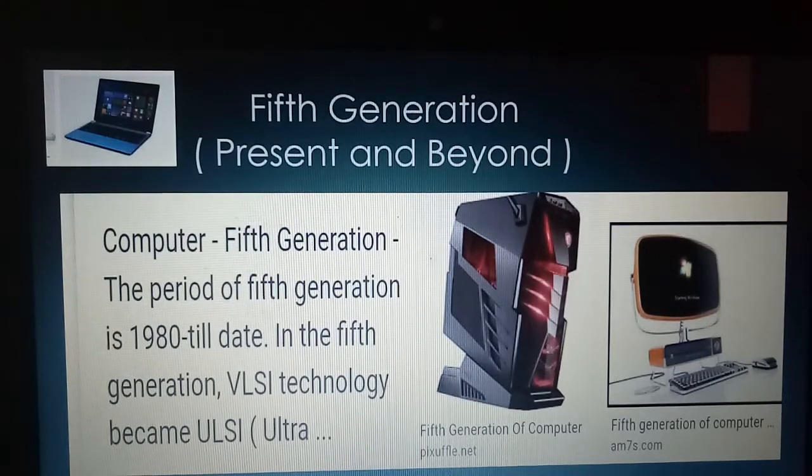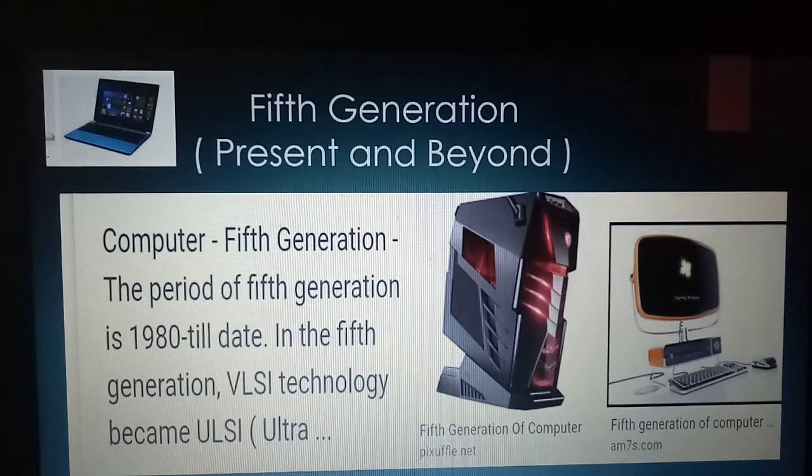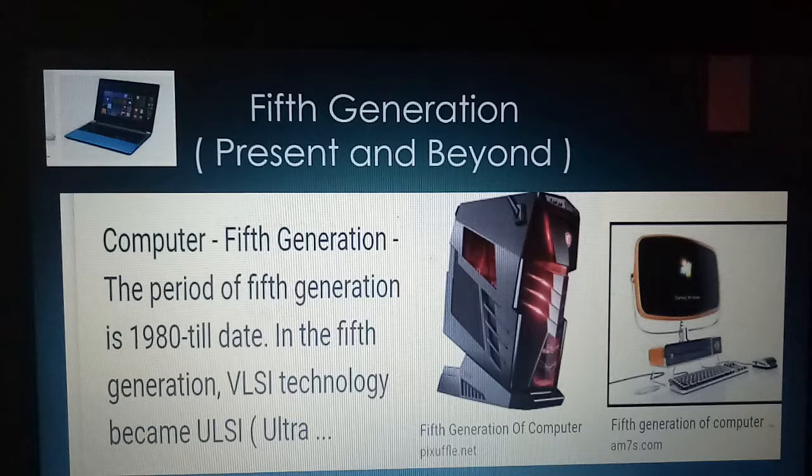Something like an ATM machine, you don't have to type anything. You have to touch the screen. So that's artificial intelligence. This generation is still in development. High-speed logical and memory chips, high performance, integrated, and it has the ability to take decisions on its own. For example, robots. You know about robots. With a signal, it can do any work whatever you want.